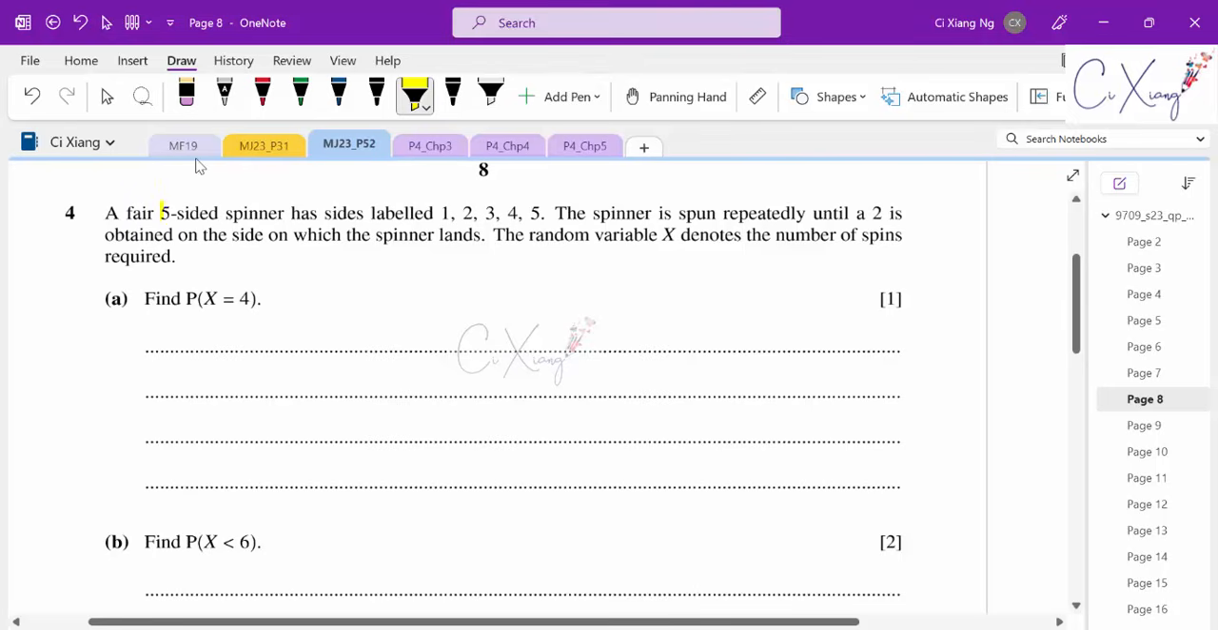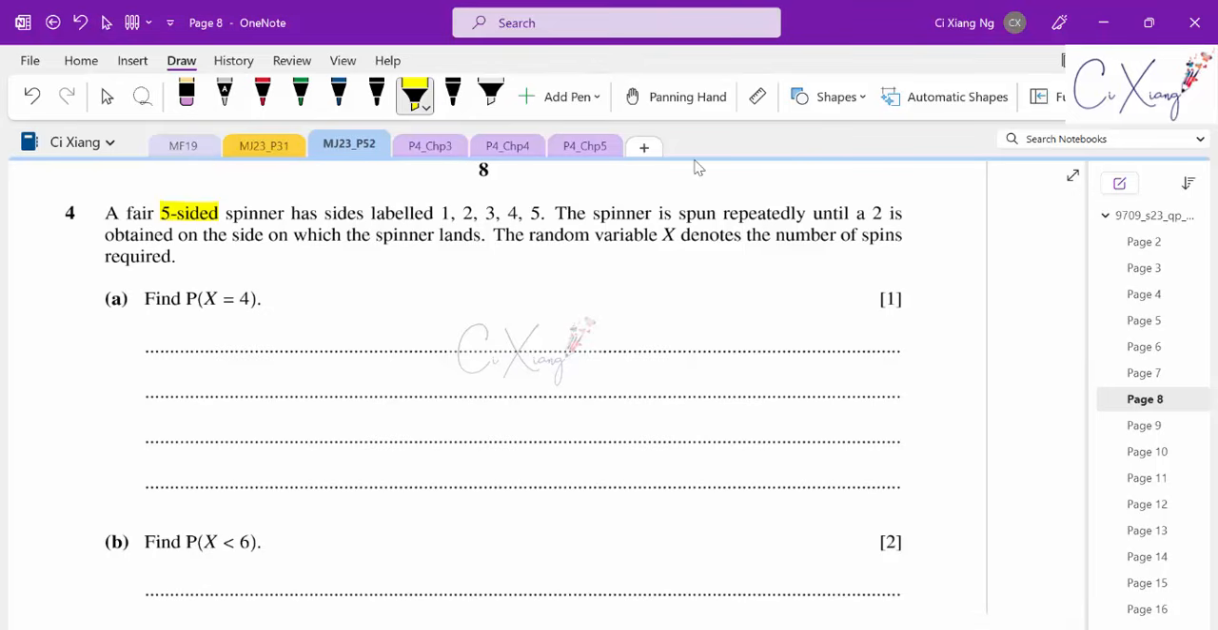We have a fair 5-sided spinner with sides labeled 1, 2, 3, 4, 5. The spinner is spun repeatedly until a 2 is obtained. Until something is obtained, highlight the phrase here. When you have until something happens or until something appears for the first time, this kind of question belongs to geometric distribution. Then the random variable x denotes the number of spins required.